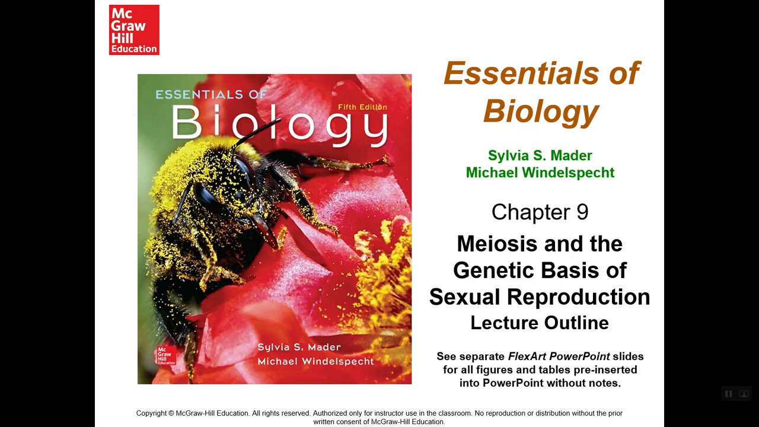All right, hello everybody. Today we're going to talk about Chapter 9, which is Meiosis and the genetic basis of sexual reproduction. Last time we discussed Chapter 8, which was cellular reproduction, and essentially in that chapter we talked about the cell cycle and how cells reproduce via mitosis. Now this week we're going to study meiosis, so a little bit different in the way the terms sound, but they are very different processes.